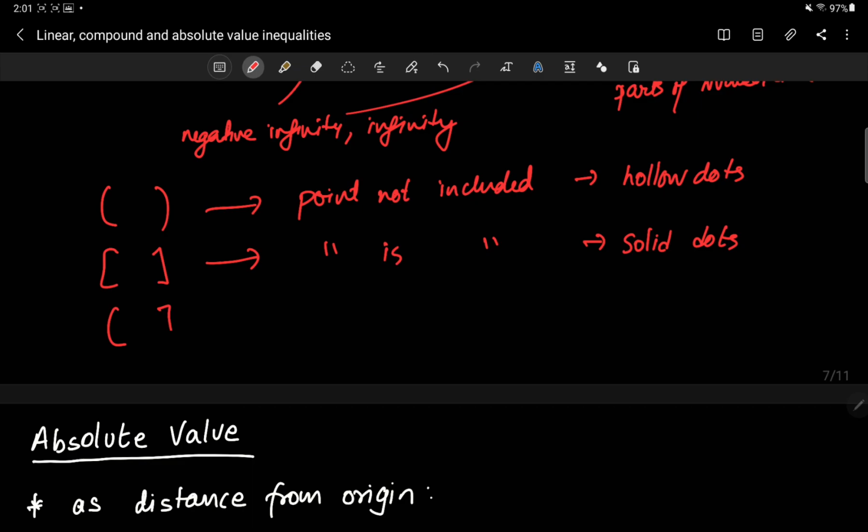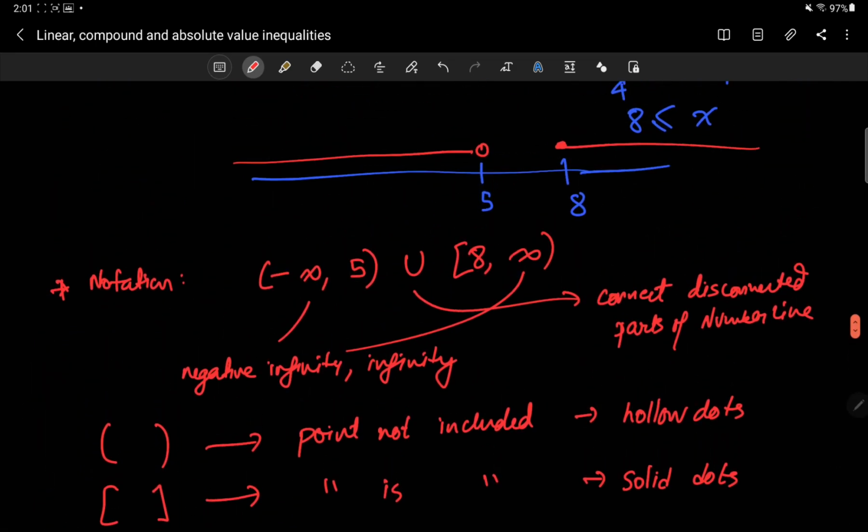So sometimes we also use a combination, right? This would mean this point is included and this point is not included. And in the case of OR, sometimes we may have these disconnected regions. To represent them, we use this symbol called union, which for our purposes, you can think of it as just saying OR. So this says x is in this left interval or it's in the right interval.